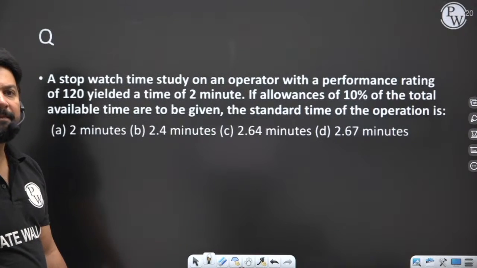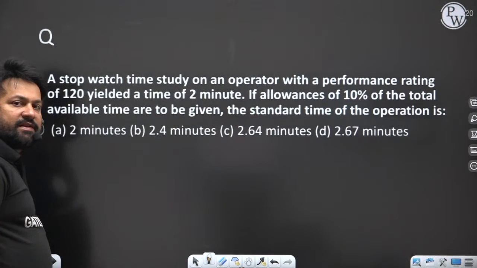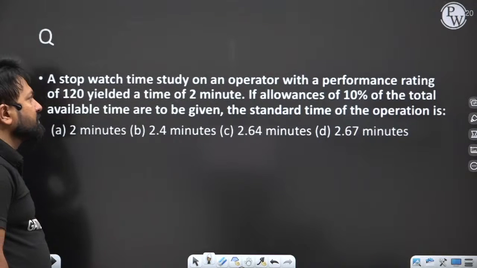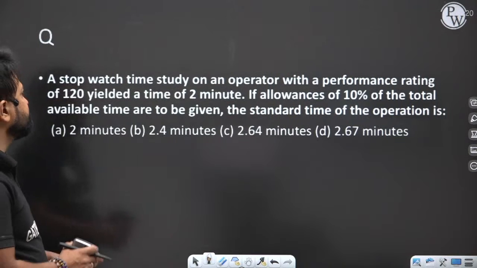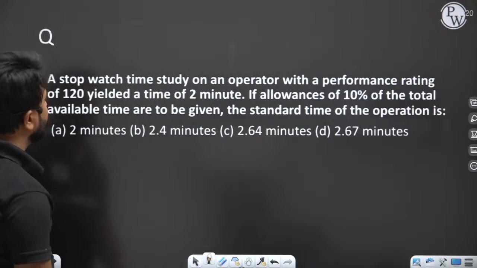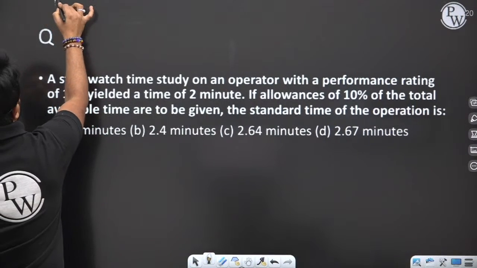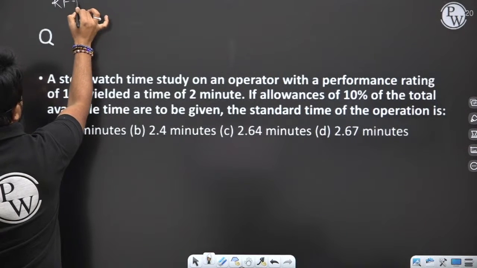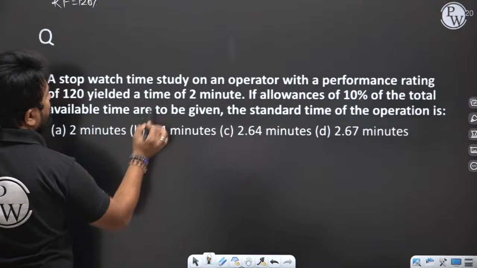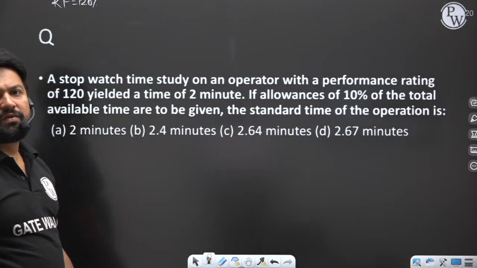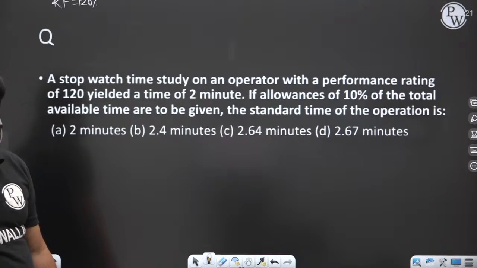Next question. A stopwatch time study on an operator with a performance rating, the rating factor is given, 120%, yields a time of 2 minutes. Find the solution. You have to find the standard time.